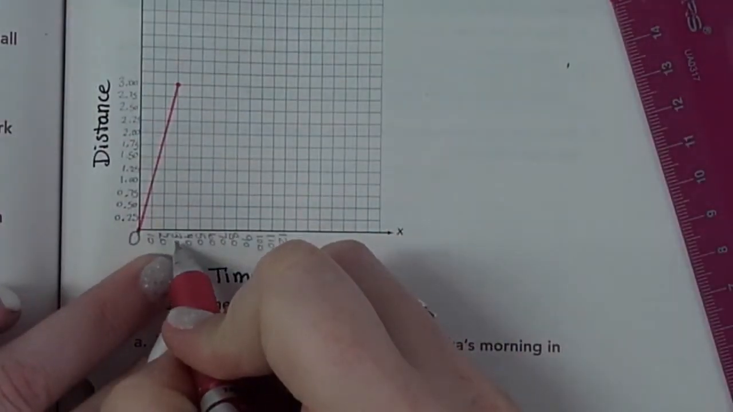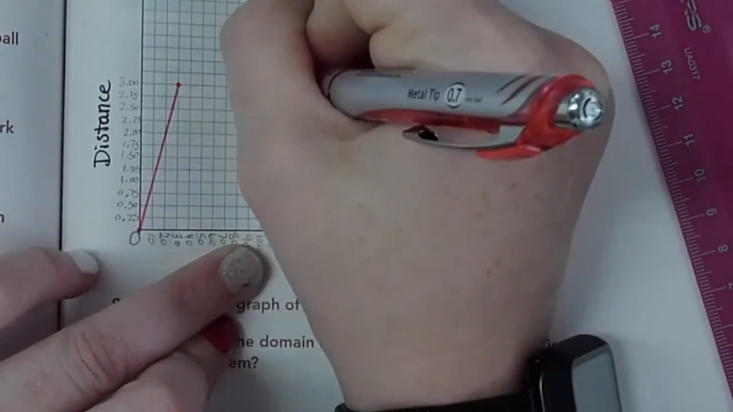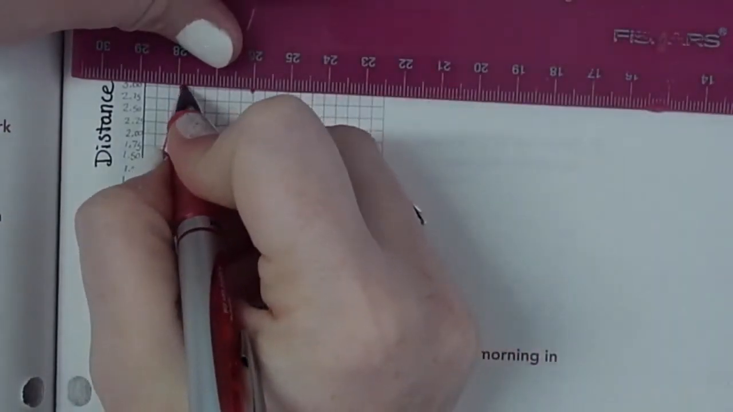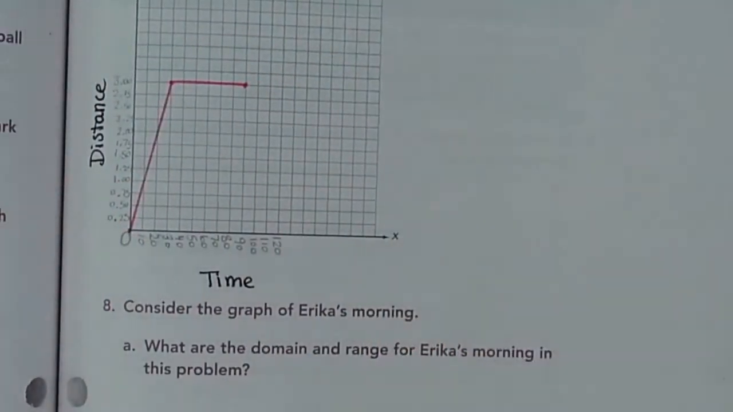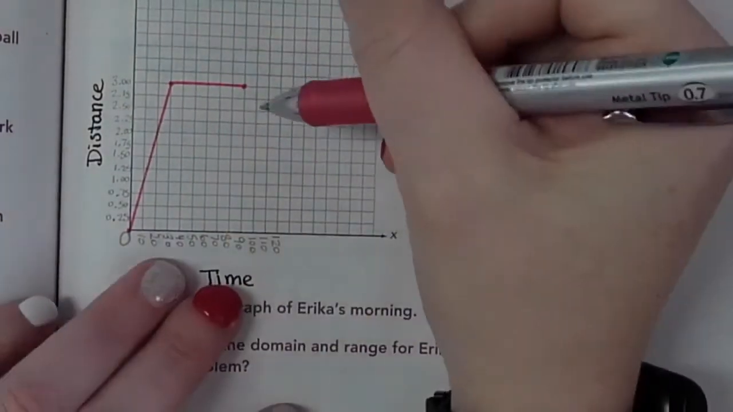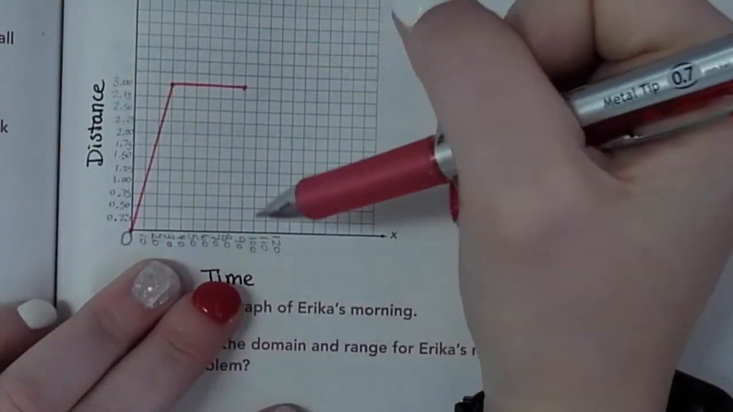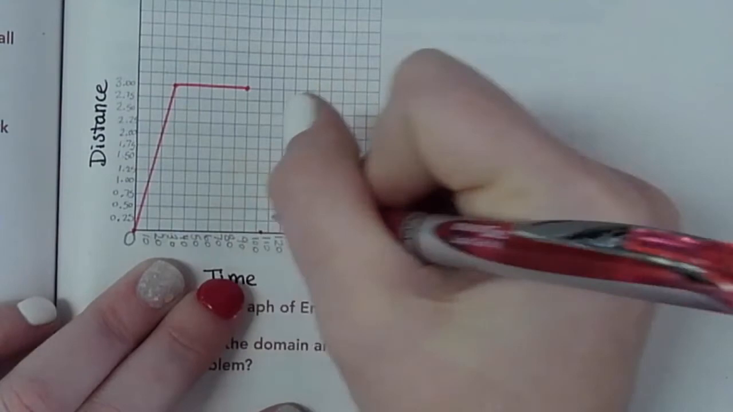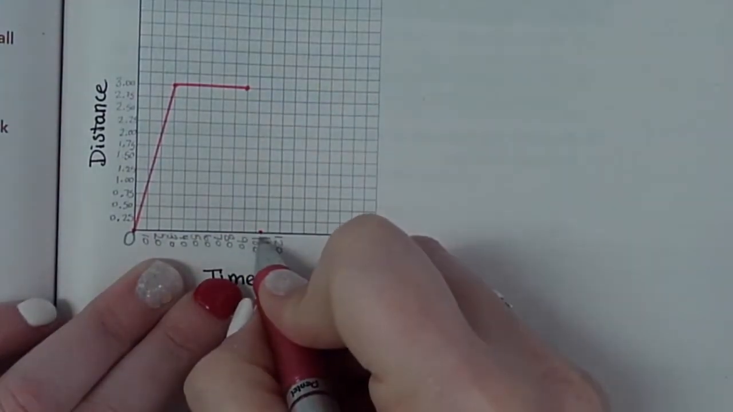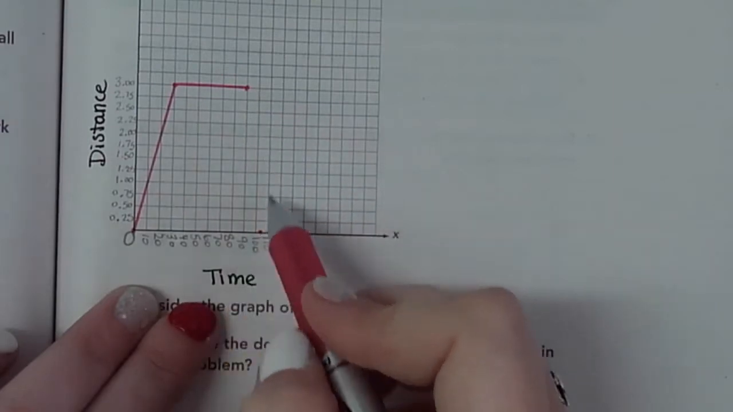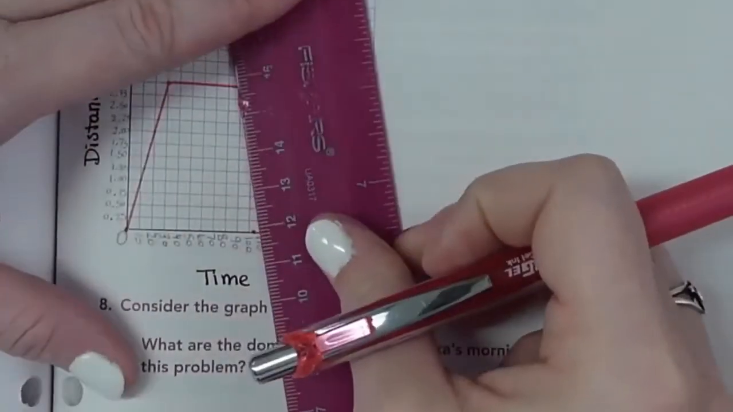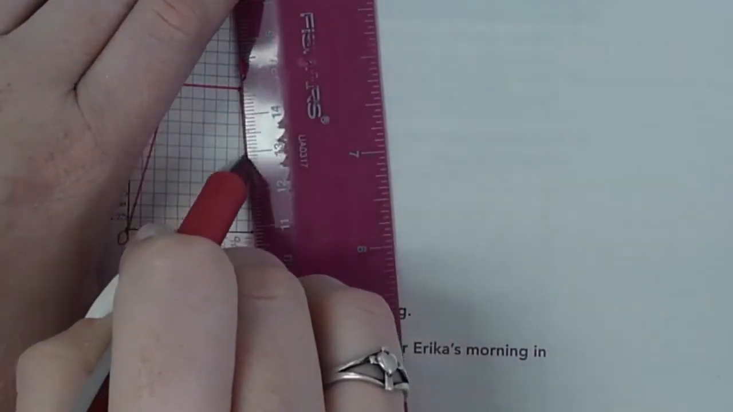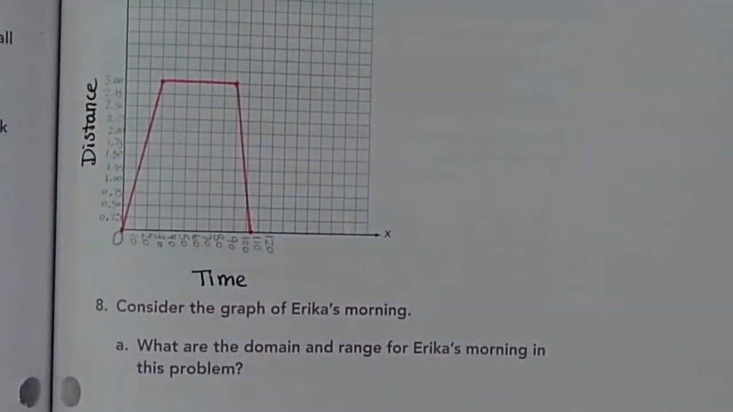Then the next part is that she stayed there for an hour. So we're at 30 minutes and we need to get to 90 minutes. And she's going to stay there for an hour. Her distance is not changing. She is just playing at the park. Then from there, she needs to get back to her house, which is at 1 hour and 102 minutes. So I'm just going to put a mark down here. And again, she needs to get home. So that's why I'm back at 0. So then I'm going to graph that line. And so that's what our graph looks like.